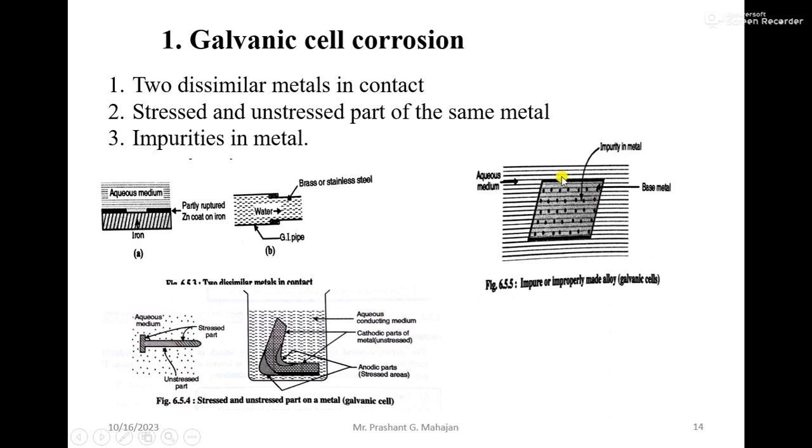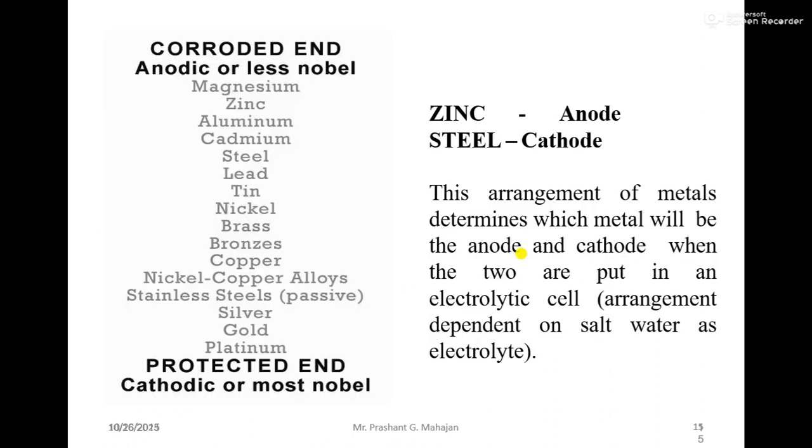Next, impurities present on the metal. So again, the impurities and the base metal, if they come in contact with electrolyte, then there is formation of a galvanic cell. Again, it depends on the galvanic series which will act as anode and which will act as cathode. So this is the galvanic series. The metal which is placed at the top of the series will be acting as anodic metal, and the metals present at the bottom of the series will be acting as cathodic metal. So anodic metal will be corroded and cathodic metal will be protected.